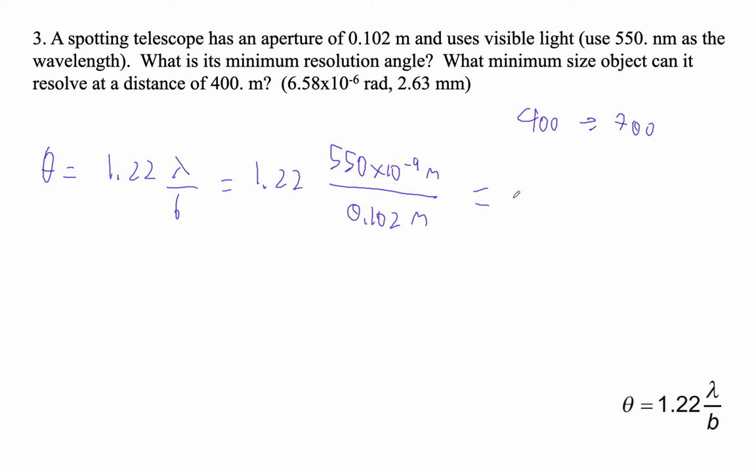Okay, hold on here. I'm moving papers. Okay, 1.22 times 550e-9 divided by 0.102. And I'm getting that the angle is 6.578 times 10 to the minus 6 radians. But that's not the fun thing. The fun thing is what minimum size object.